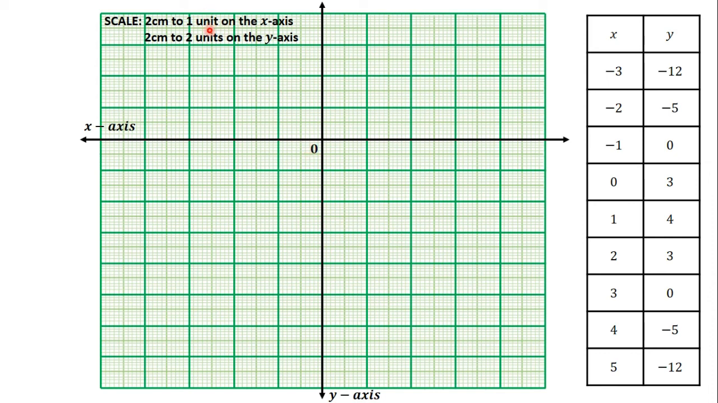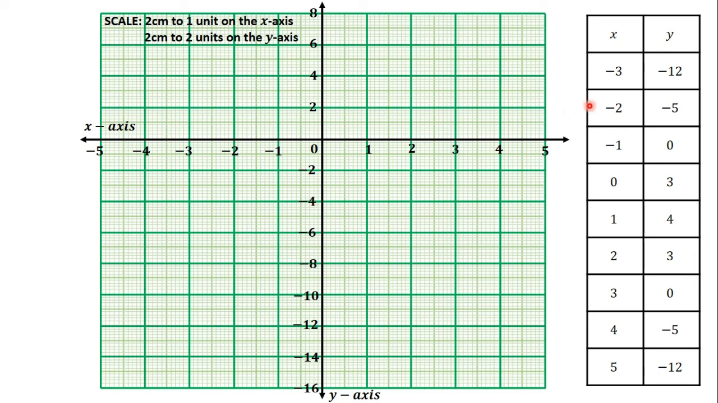The scale on the x-axis is 2 centimeters to 1 unit, so we use that scale to number the x-axis. And the scale on the y-axis is 2 centimeters to 2 units, so we will use that scale to number the y-axis. Once again, we have already learned how to determine the best position for the x and y axis, in video number 17 in this playlist. If you want to learn more about how to choose the best position for the x and y axis, please watch video number 17 in this playlist.